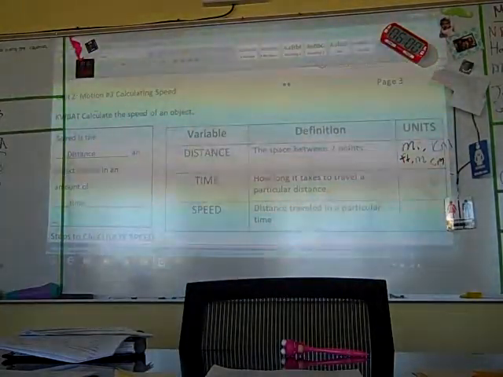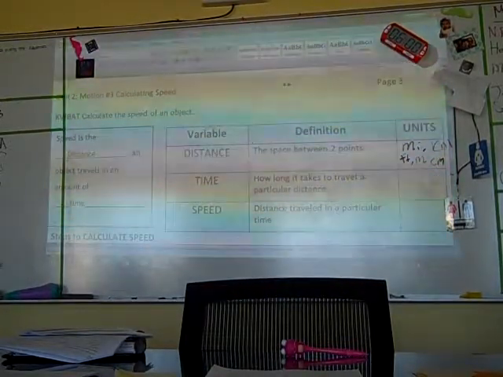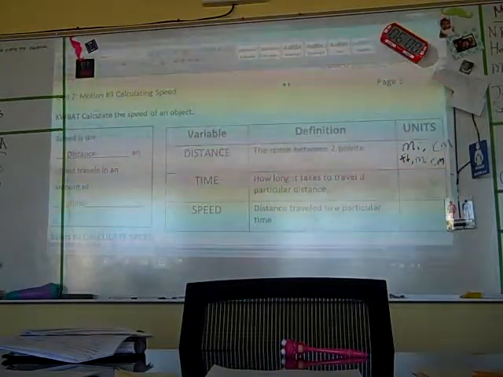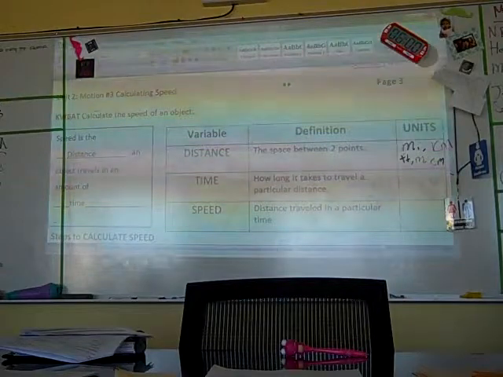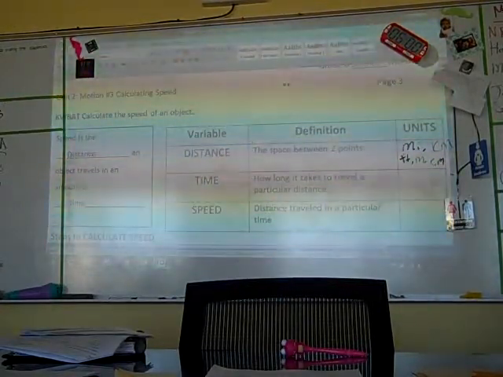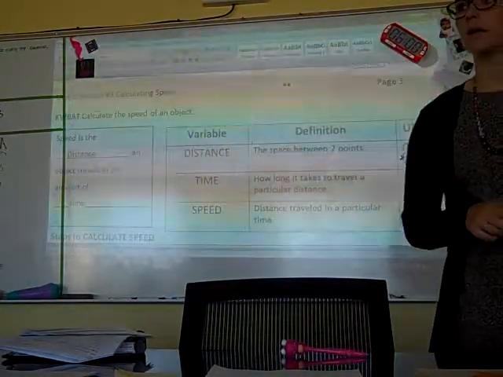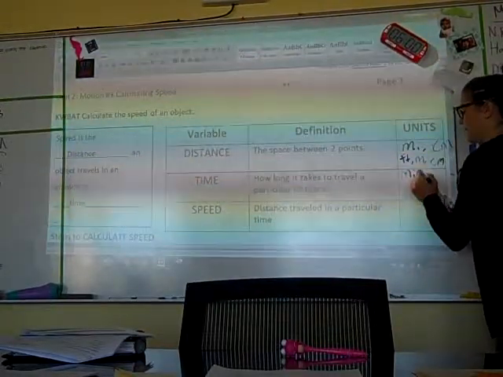Now let's read time. Read it on the board as we fill it in. Go, Gift. How long it takes to travel a particular distance? Gift, one more time, nice and loud. How long it takes to travel a particular distance? Good, write it. Give me a unit of time, please. Any unit of time. Luna. Minutes. M-I-N. Write it.